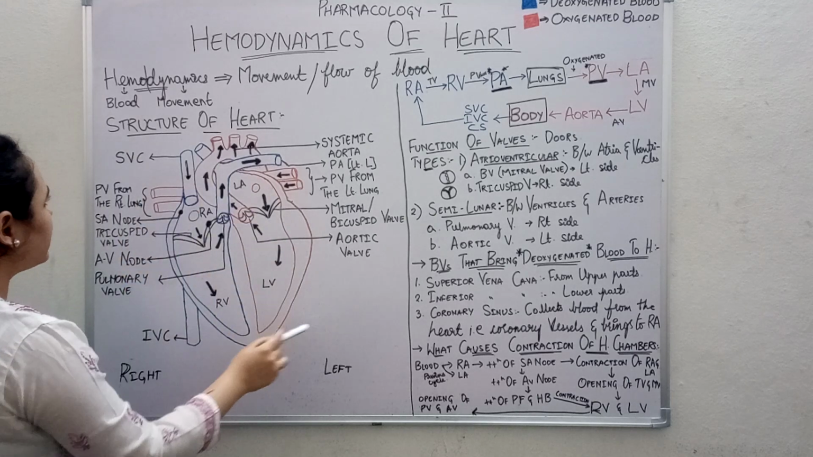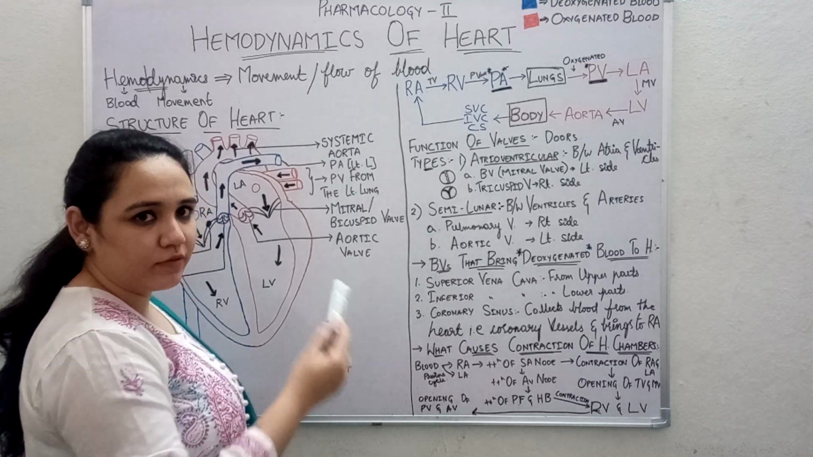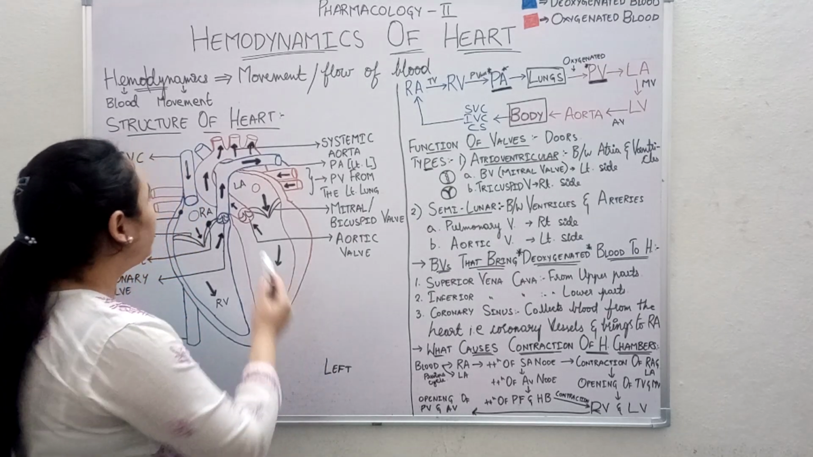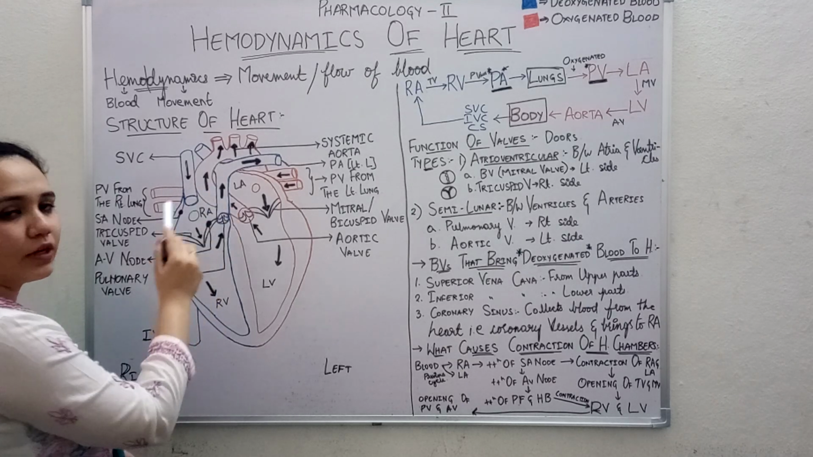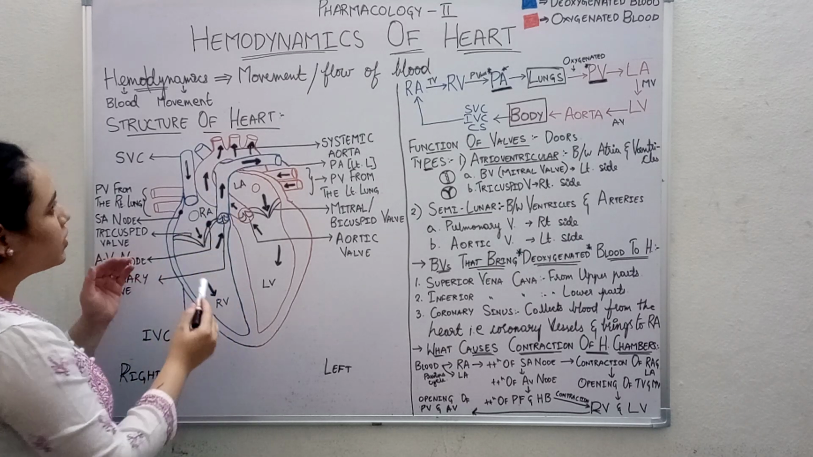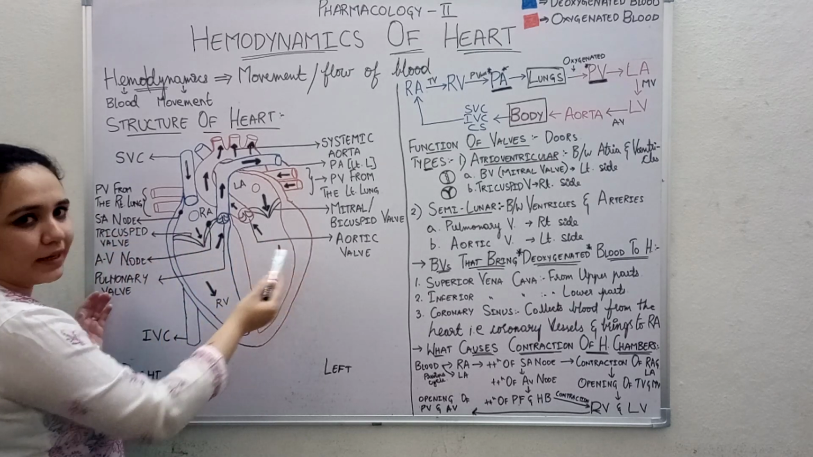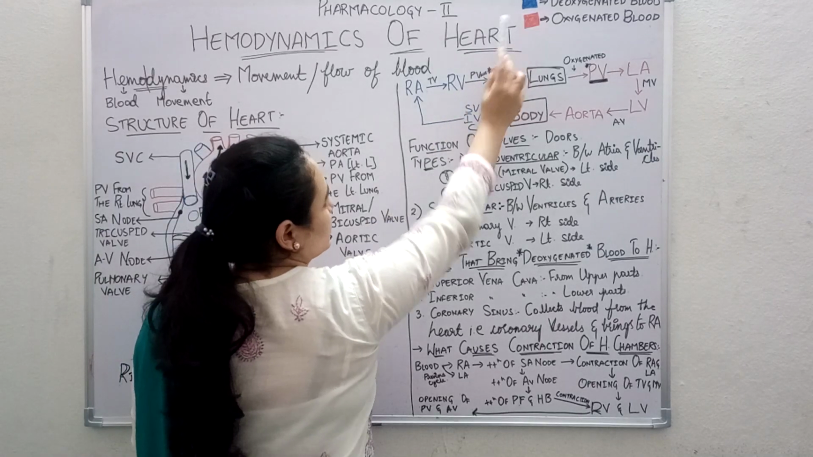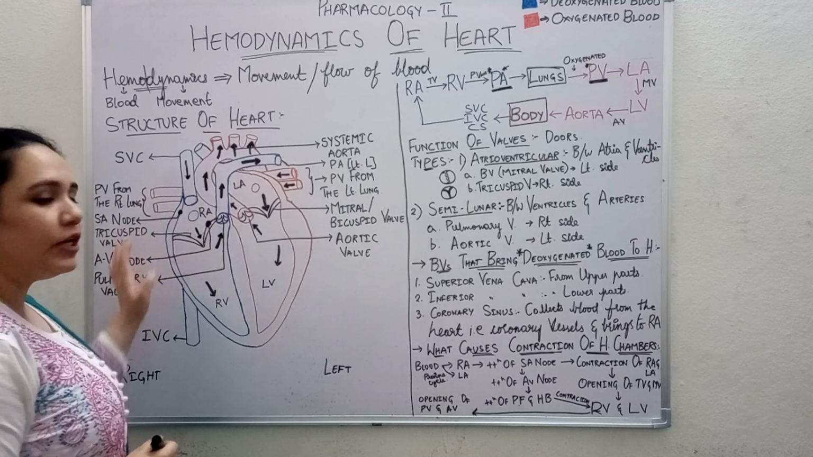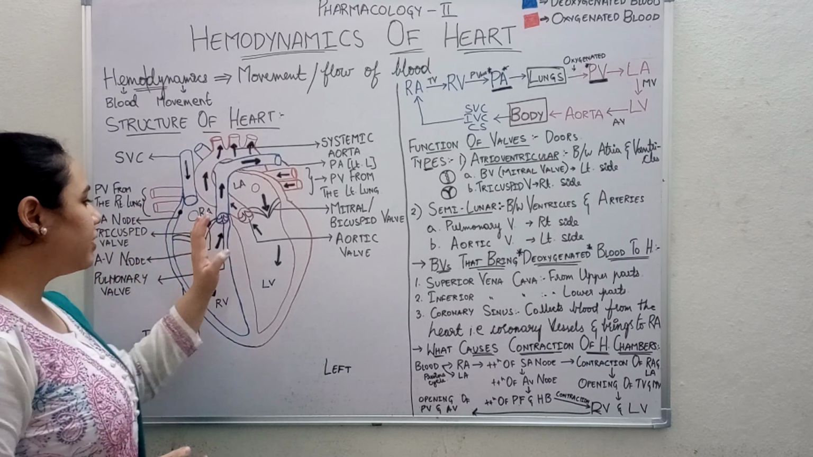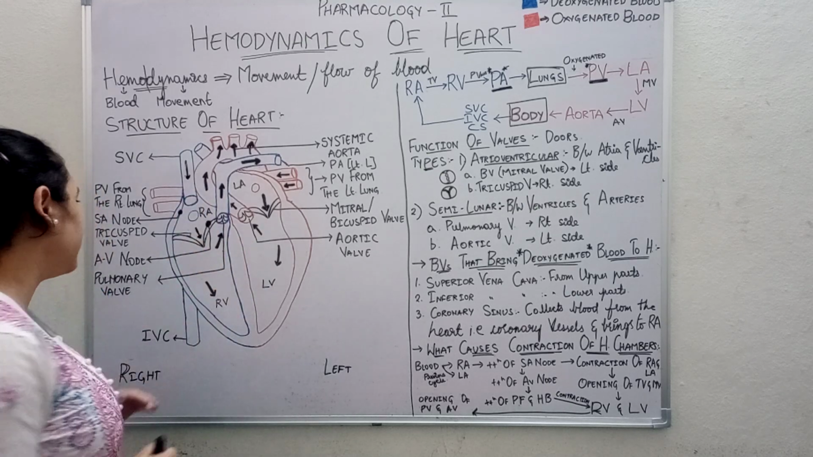Once we understand the anatomy of the heart, we can understand how the blood flows within the heart. In order to make it clear for you, I have designated the blue color for deoxygenated blood and the red color for oxygenated blood. The right side of the heart deals with the deoxygenated blood, that is impure blood, and the left side of the heart deals with the oxygenated blood, that is pure blood.